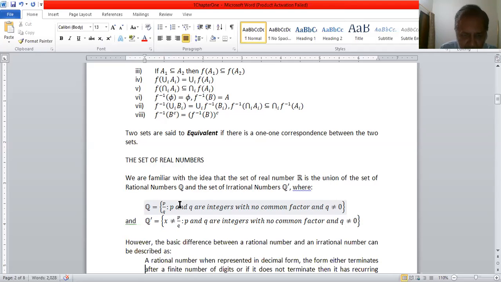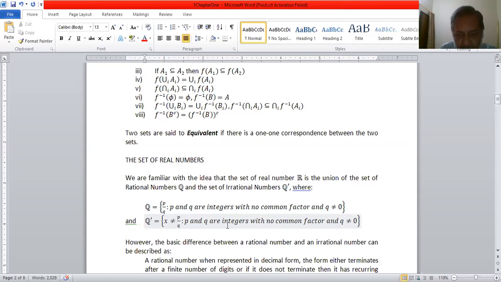Whether I say p and q are relatively prime or I say p and q have no common factor, so no common factor except one, that will be the replacement of the term p and q are relatively prime. And definitely q should not be zero. Whereas irrational numbers are generally written in books as numbers that are not representable as p upon q. Although this simply means x is not equal to p upon q.